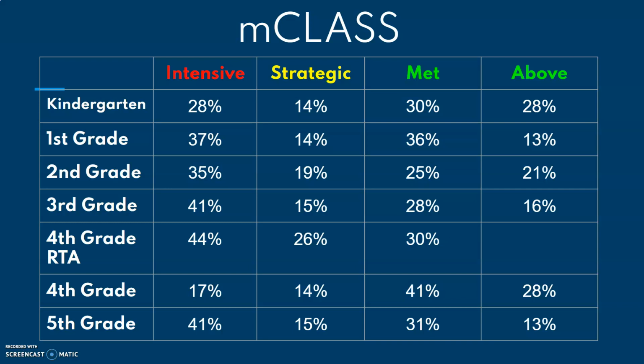Fourth grade students, these are our remaining students. These are all of our ones that are not our reading retained fourth graders. We have 69% proficiency for those remaining fourth graders, with 14% strategic and 17% intensive. And lastly, in fifth grade, we're sitting at 41% intensive, 15% strategic, and 44% either MET or above to show proficiency.